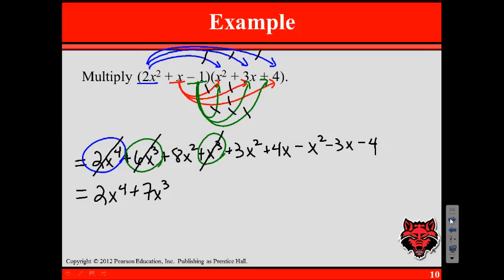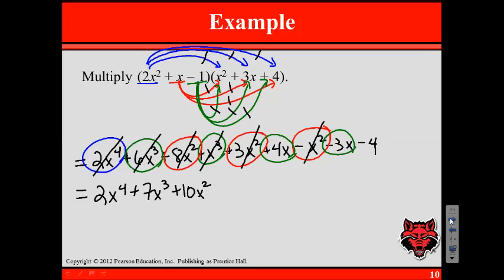The next available term is 8x squared. We also have a 3x squared and a minus x squared. 8x squared plus 3x squared minus x squared will give us plus 10x squared. We can cross through each of those terms. Next, we have a positive 4x minus 3x. 4x minus 3x is simply x. And last, we have a negative 4. There are no other terms that it could combine with. So we bring down the minus 4, and we're finished.